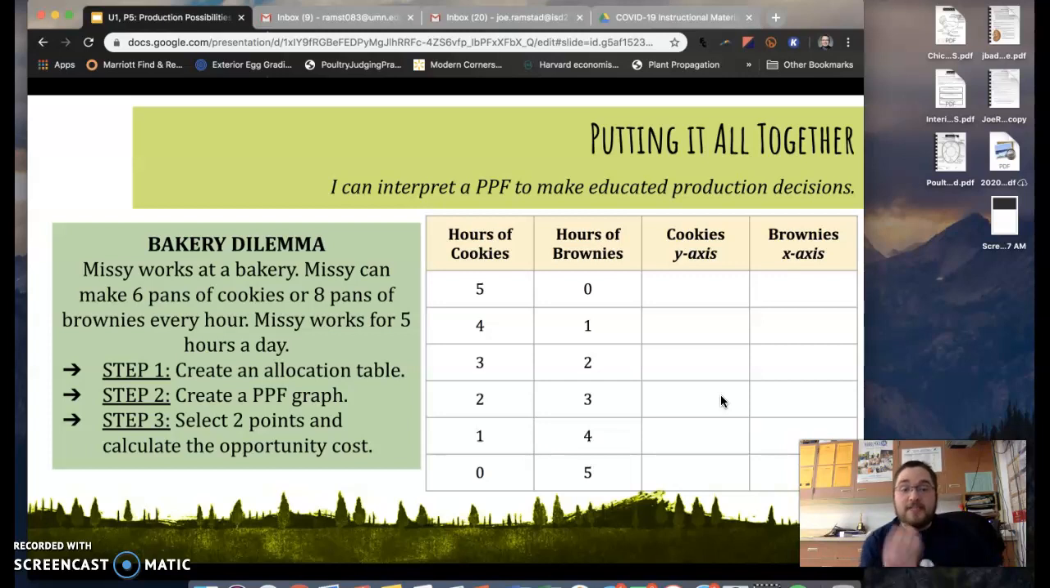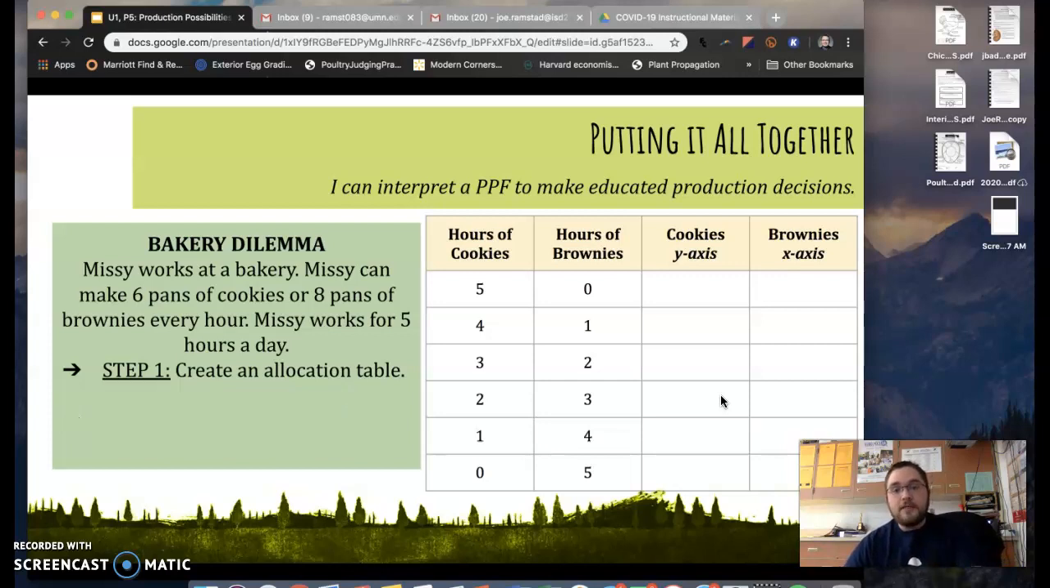So we're going to do 3 steps. Step 1 is going to be to create this allocation table. Step 2 is going to be to draw a PPF graph, and step 3 is going to be selecting 2 points and calculating opportunity cost. So if you understand how we're doing this, feel free to pause and then check your work at the end with me. Or buckle up, hang on, we can do this one together and we'll have some opportunity for individual practice here in a little bit. Okay, so the first step is to create an allocation table, and I have a nice little skeleton for you already.